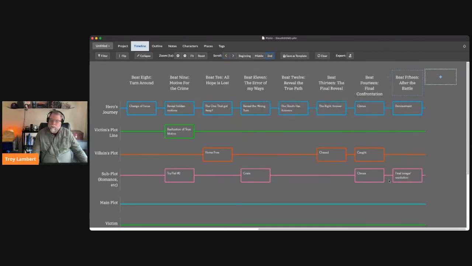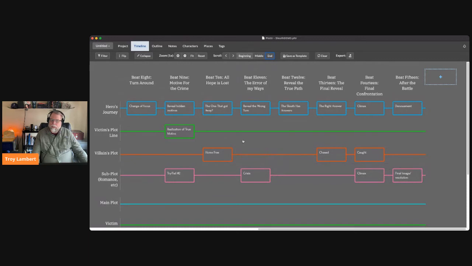And then usually beat 15 is the after the battle. This is, kind of, whatever happens next. If you're writing a series, this leads to your next series, the clue to what's next. Or, if you're writing a romance with more of a mystery subplot, this is the final image of resolution.